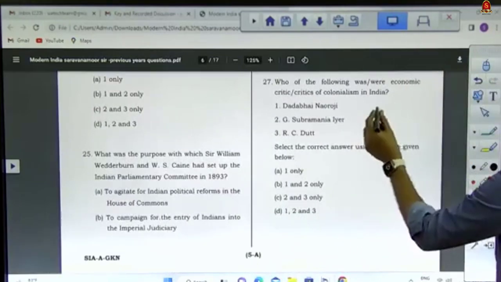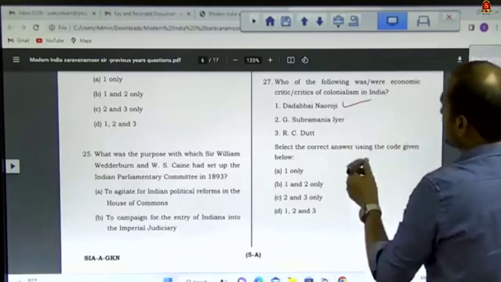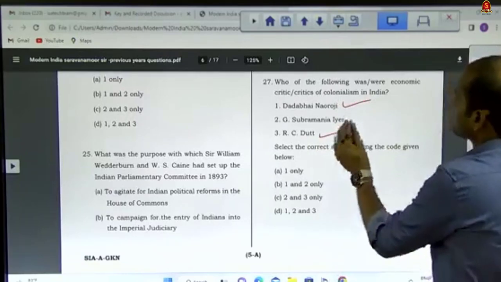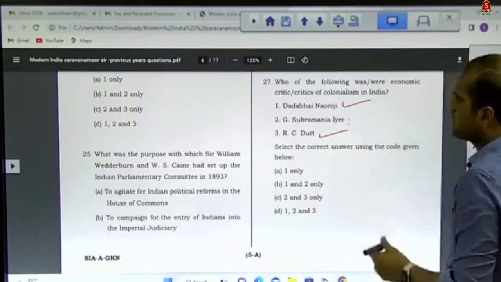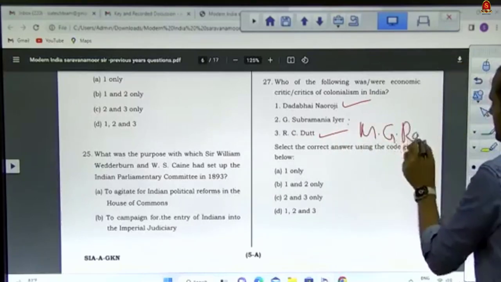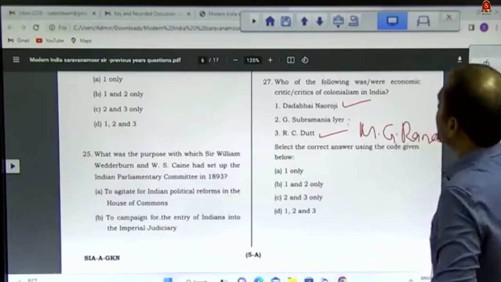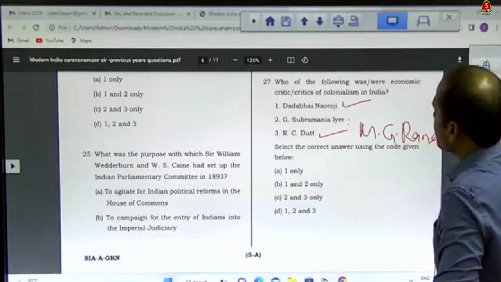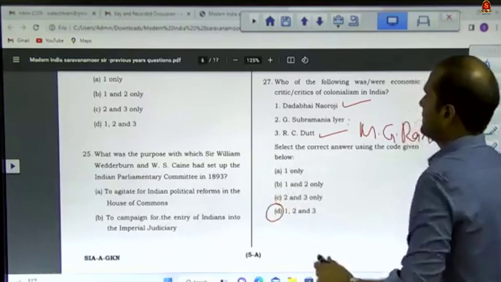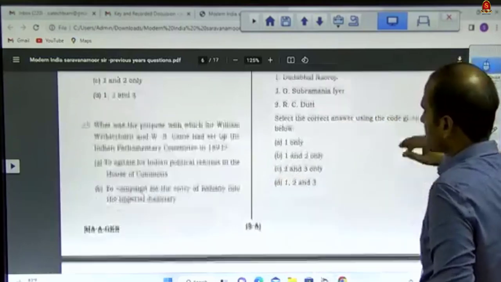27th. Who of the following were economic critics of colonialism? Dadabhai Naoroji, Poverty and British Rule. R.C. Dutt, The Economic History of India. G. Subramania Iyer, in his newspaper The Hindu. Along with that, M.G. Ranade. All criticized colonialism economically in India. Thus, the answer is D. It's there in the 12th NCERT book, unit number 3 or 4.